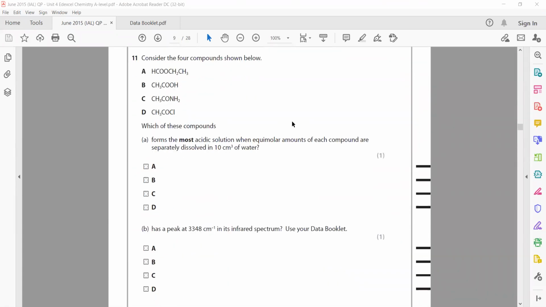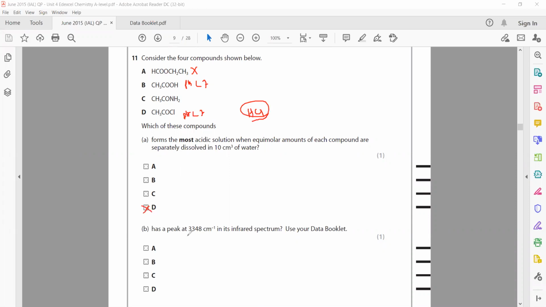Question 11, consider 4 compounds. Which of these compounds forms the most acidic solution when equimolar amounts of each compound are separately dissolved in water? So when we dissolve, this has a C=O ester group, so it does not affect the pH. This will have pH less than 7. This will also make pH less than 7, but when it reacts with water, it will give HCl, and HCl is more acidic than ethanoic acid. That's why D is the right answer.